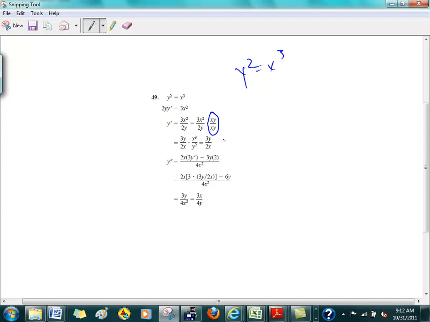Did you see that? So if you do this, you get 3y over 2x times x cubed over y squared, and x cubed over y squared equals 1. So that's a pretty sexy move. They're just trying to use the equation. So then this becomes 1.